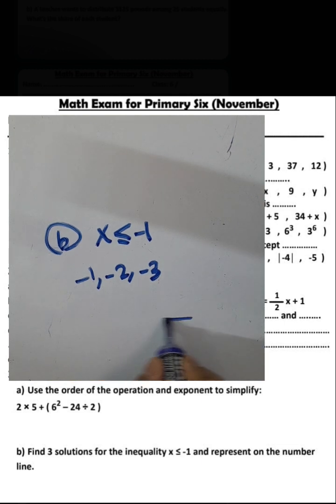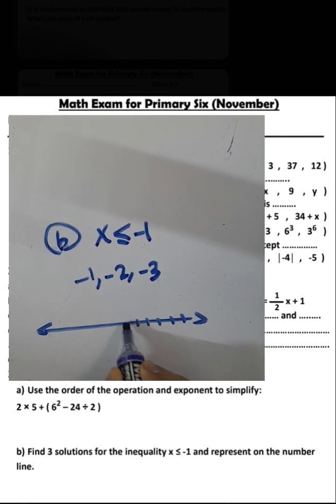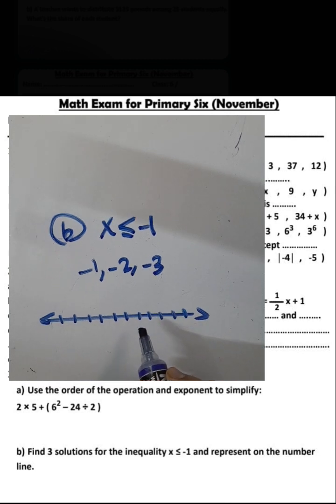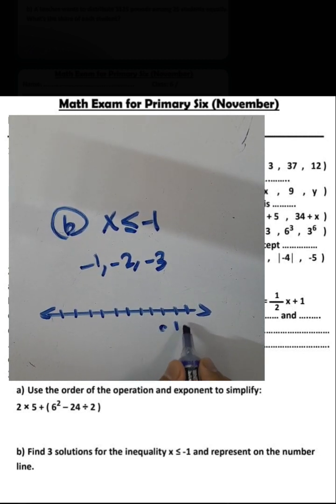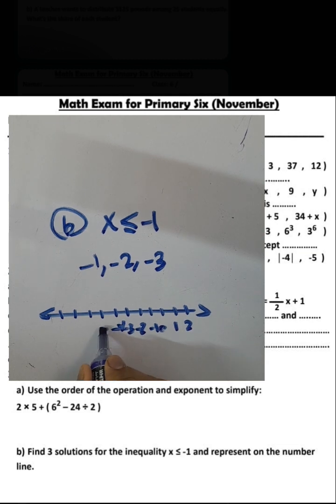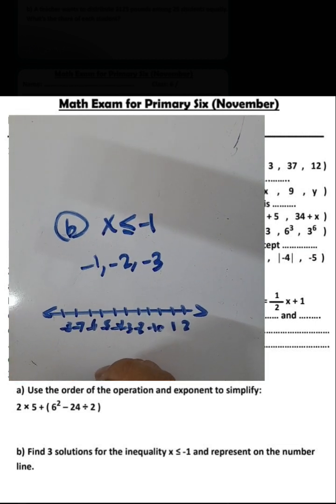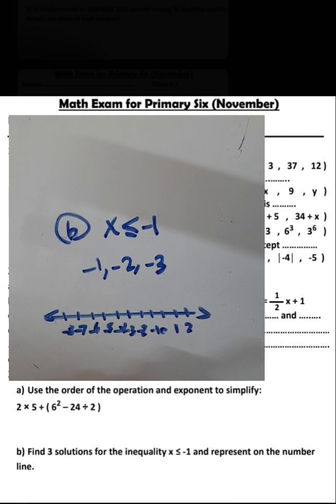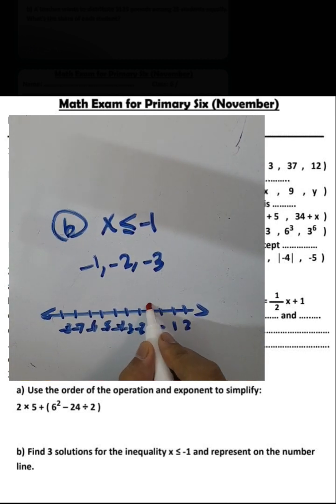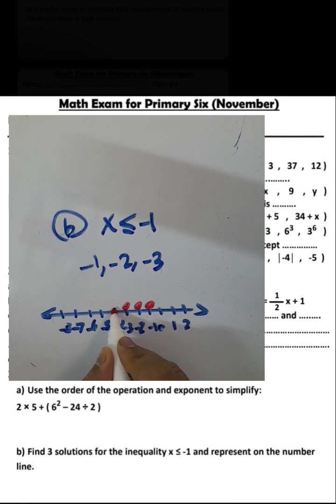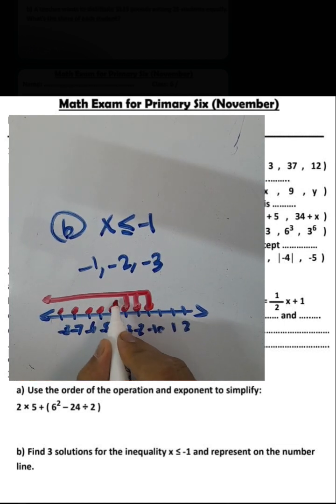Then for the solution set on the number line, draw the number line using your ruler and pencil. Write 0, 1, 2, negative 1, negative 2, negative 3, negative 4, negative 5, negative 6, negative 7, negative 8. Going to the first number, negative 1, draw a closed circle here. Mark the points negative 1, negative 2 and negative 3, and draw a line segment to negative infinity. Okay, that was letter B.